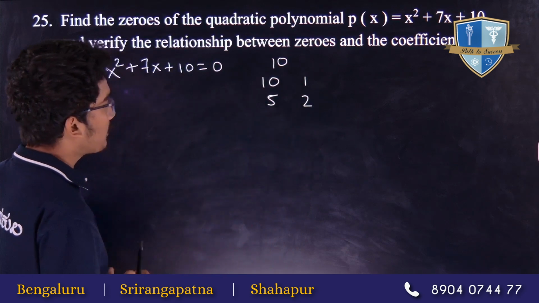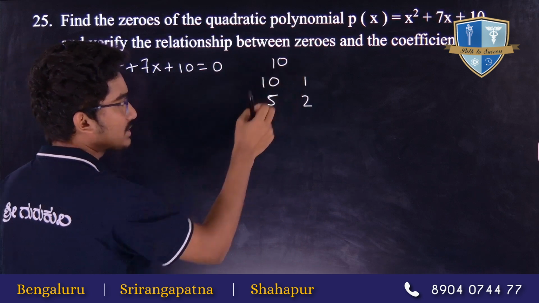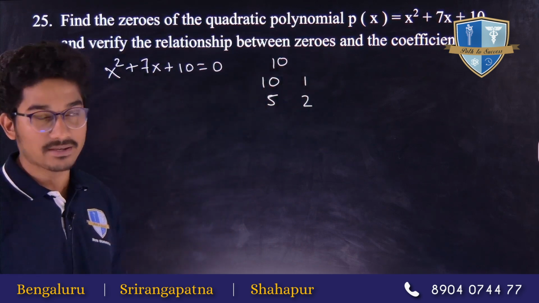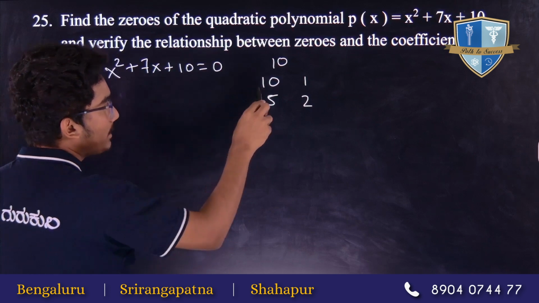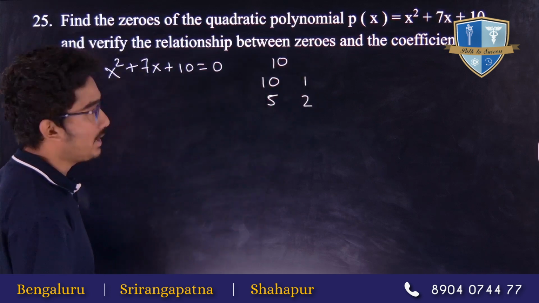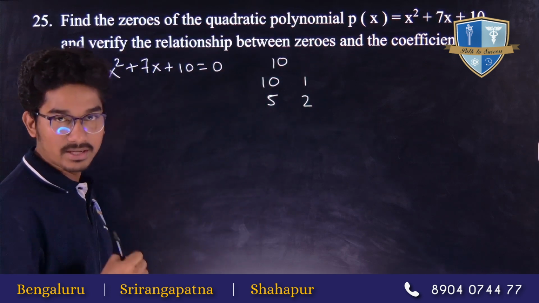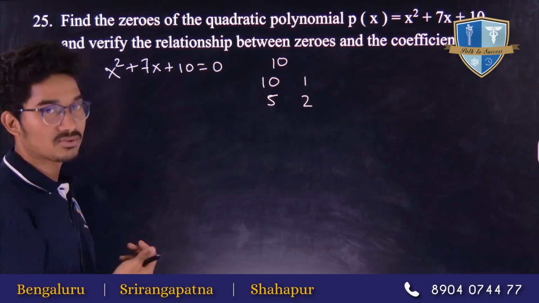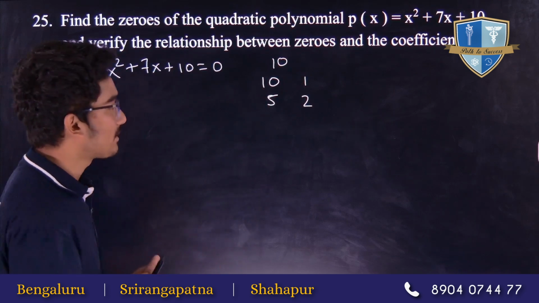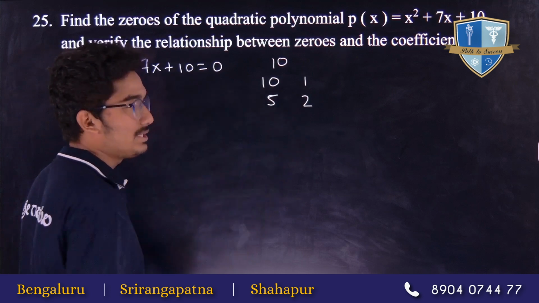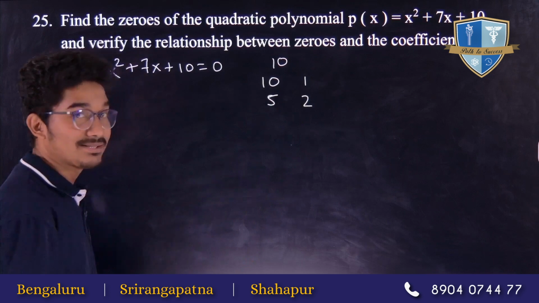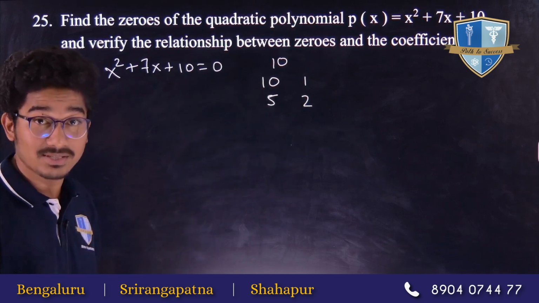Now after this, we'll see if, after adding or subtracting these two numbers, we are getting the middle term, then we can factorize using those two terms. For example, 10 plus 1 is 11, correct? But this is not 11, so this is not a correct factorization. 10 minus 1 is 9, this is not 9, so it is also not correct. 5 minus 2 is 3, so that is also not correct. And 5 plus 2 is 7, yes, this is 7, so 5 plus 2 is the correct factorization.